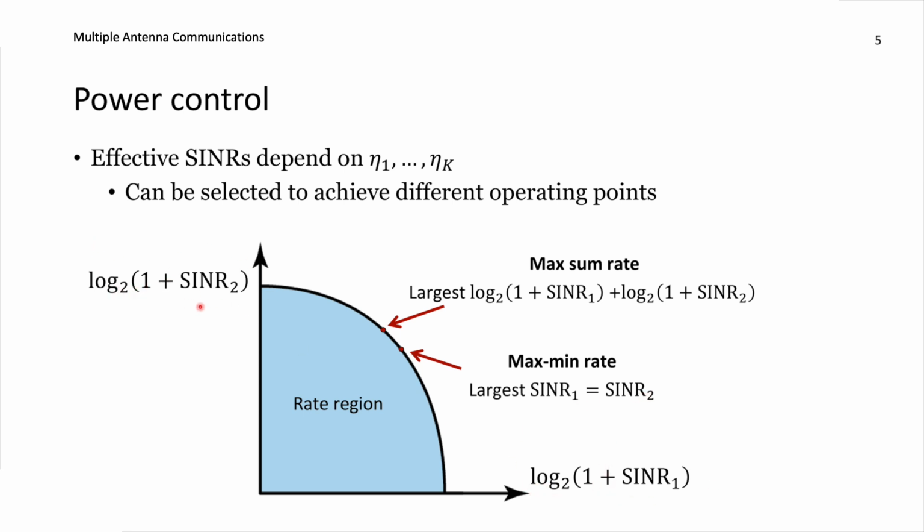And these are of course the same thing because the logarithm and the 1 are not changing the fact that we need the two SINRs to be exactly the same. And then under the assumption that they should be the same, we would like that same value to be as large as possible, and that's when we're ending up here at the outer boundary. This is called the max-min rate because it's the maximum value of the minimum rate in our system.